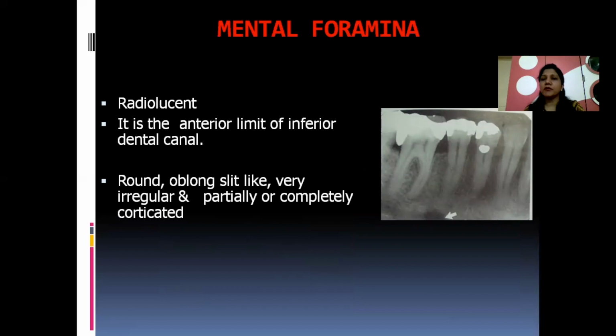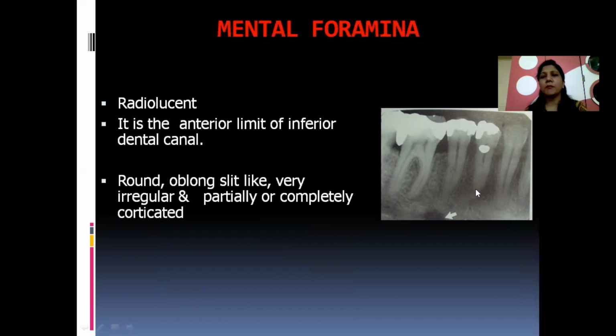Mental foramen again appears radiolucent. It is the anterior limit of the inferior alveolar canal or dental canal. Now the inferior alveolar canal enters the mandible through the lingula, which is present on the lingual aspect of the ramus of the mandible. When it enters the lingula, it traverses through the body of the mandible and exits at the mental foramen. And here the foramen lies somewhat in the premolar region.